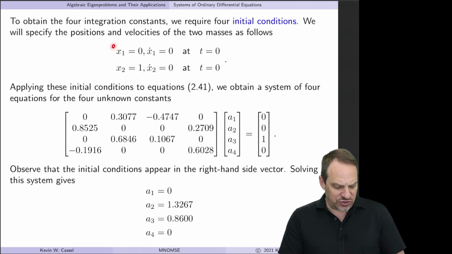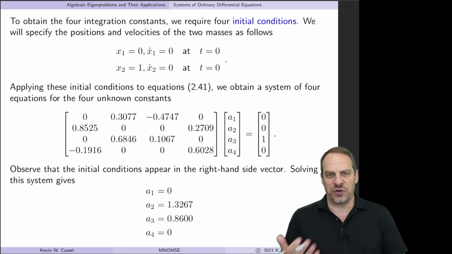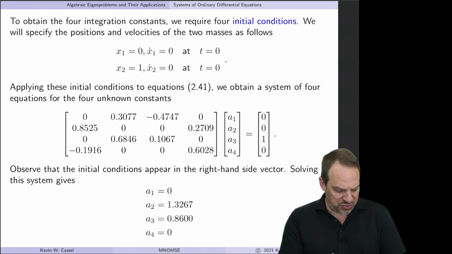So given these initial conditions, different initial conditions will give different values of these a1, 2, 3, 4 constants. You can think of them as the integration constants. But this particular set will give us this system of equations, a 4 by 4 system, that we solve in order to get the constants, a1 through a4.